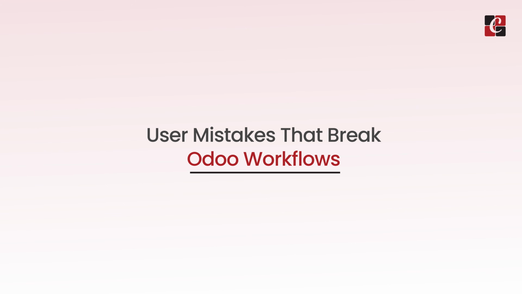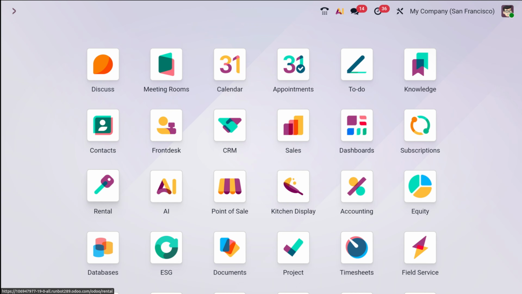Is your Odoo system slow, messy, or giving wrong results? The problem might not be Odoo, it might be how it's being used. In this video, we'll uncover the most common user mistakes that silently break your workflow in Odoo 19 and how to fix them. The very first mistake is the wrong master data.